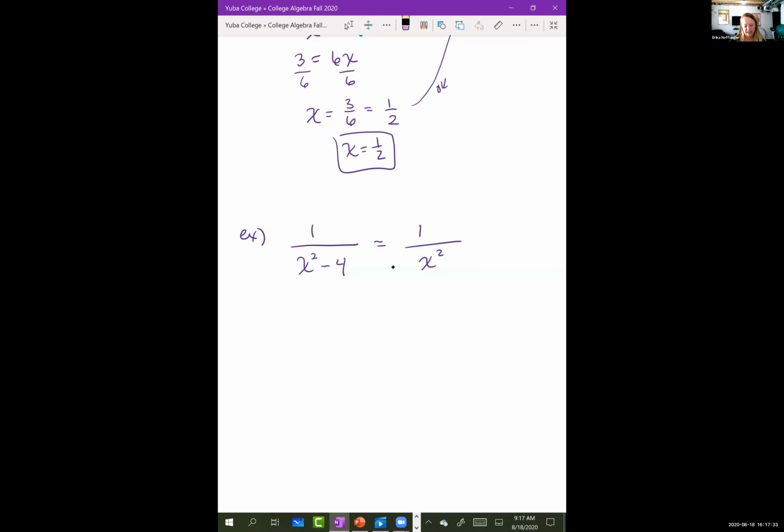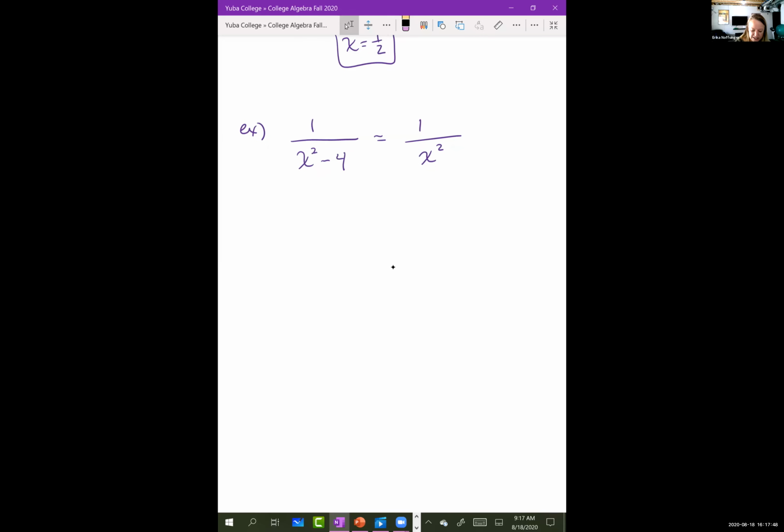Okay, so looking at this, it's an equation. I want to solve this. I notice I have variables in the denominator, so we need to find out what x cannot be. We could start out, if we wanted to, by factoring this. Notice you have 2 terms, so look to see if it's a difference of squares, which it is. And so I can factor this as x minus 2, x plus 2.